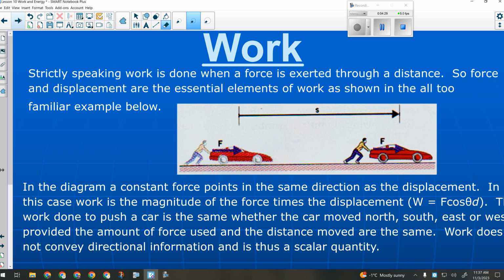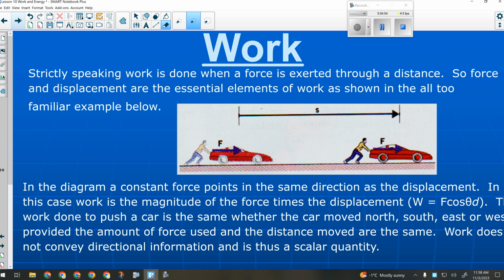What if the car's speed doesn't change? Does that mean I'm not doing work? It means I'm not doing work on the car. But I could still be doing work against, well, it wouldn't be gravity because I'm horizontal. I can only do work against gravity if I move up or down. What force might I be working against horizontally? Friction, yeah.